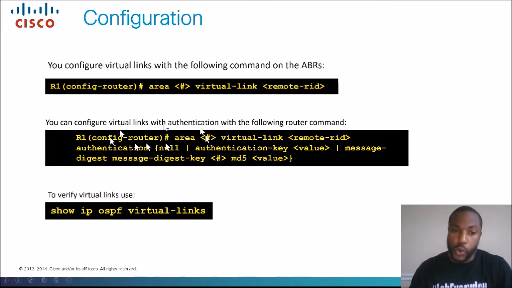So we can also configure virtual links with authentication. So we can basically put a password so that not everybody can create a link through our network. And to verify it, we do show ip ospf virtual-links.